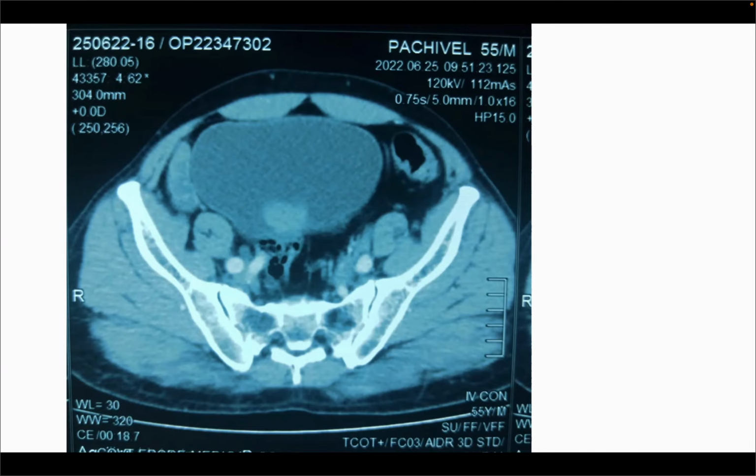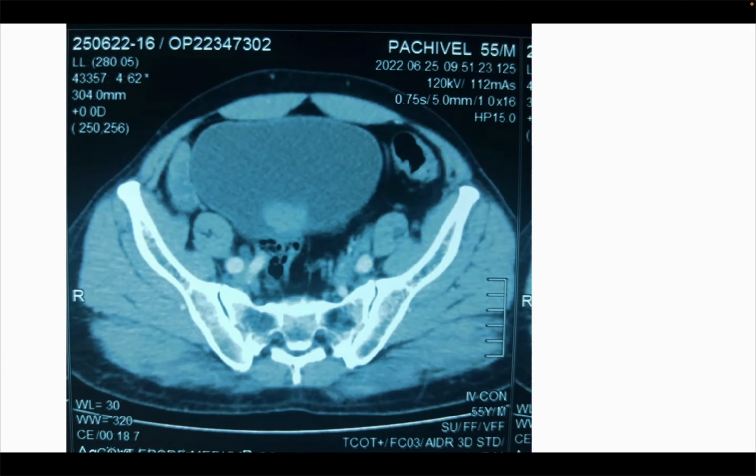Can you see fat? Sorry, sir. Go ahead. Fat plane is not maintained between the bowel and the bladder. So on this section, you cannot identify the fat plane. Anything else now that we've gone outside the bladder? Lymph nodes. Yeah, where would you look for the lymph nodes here?